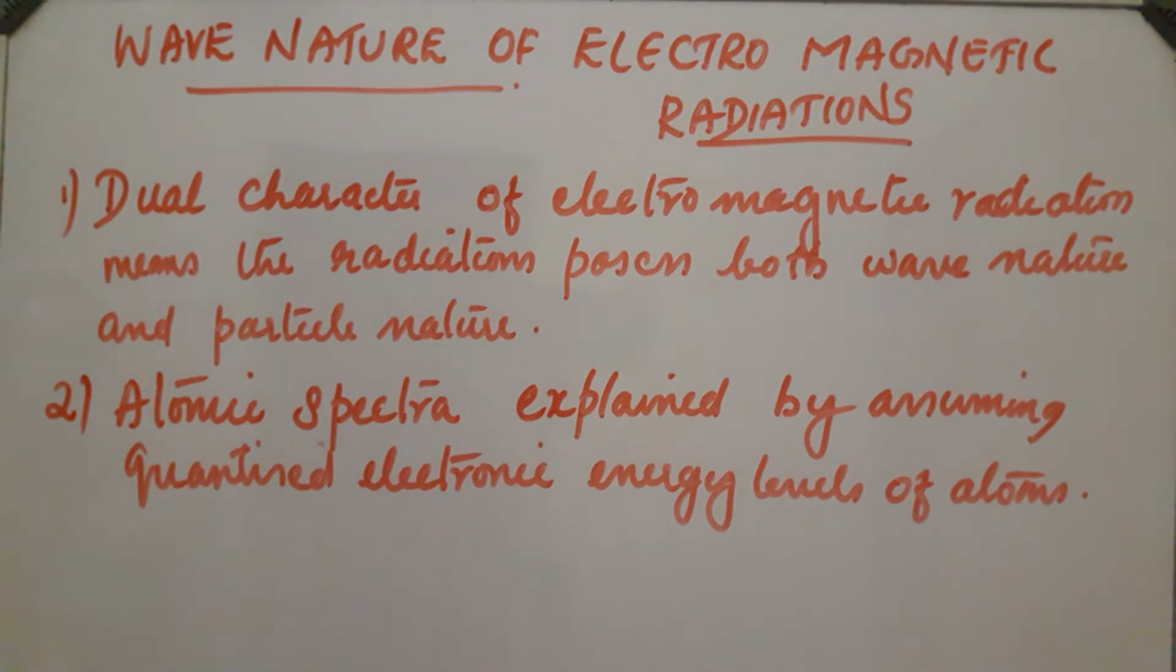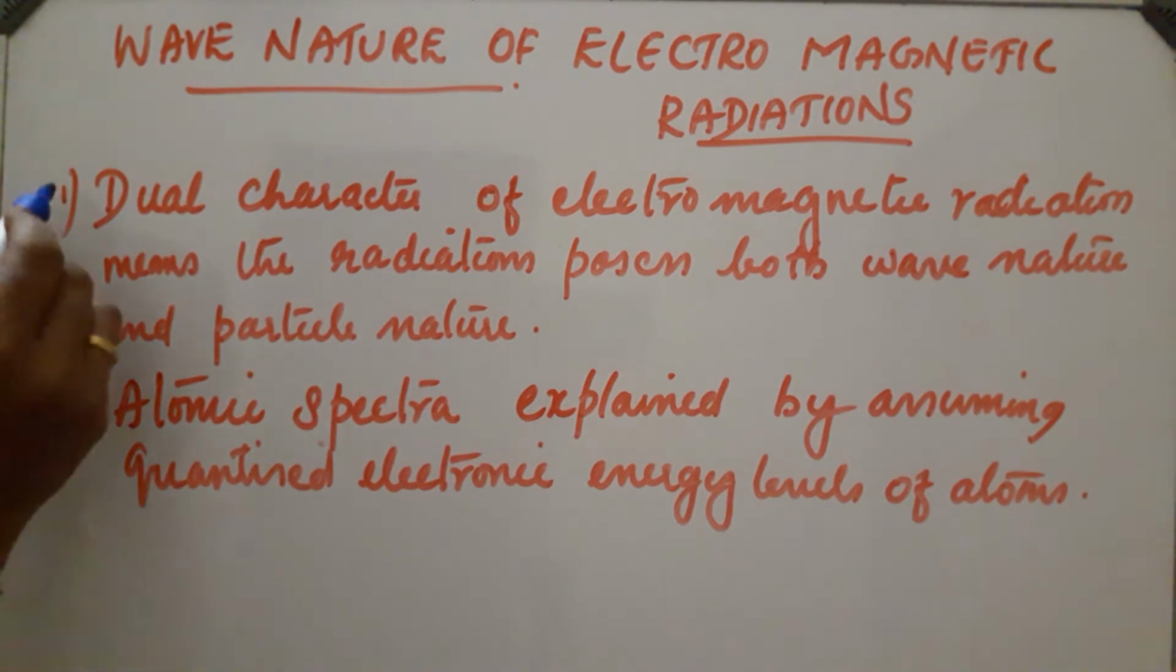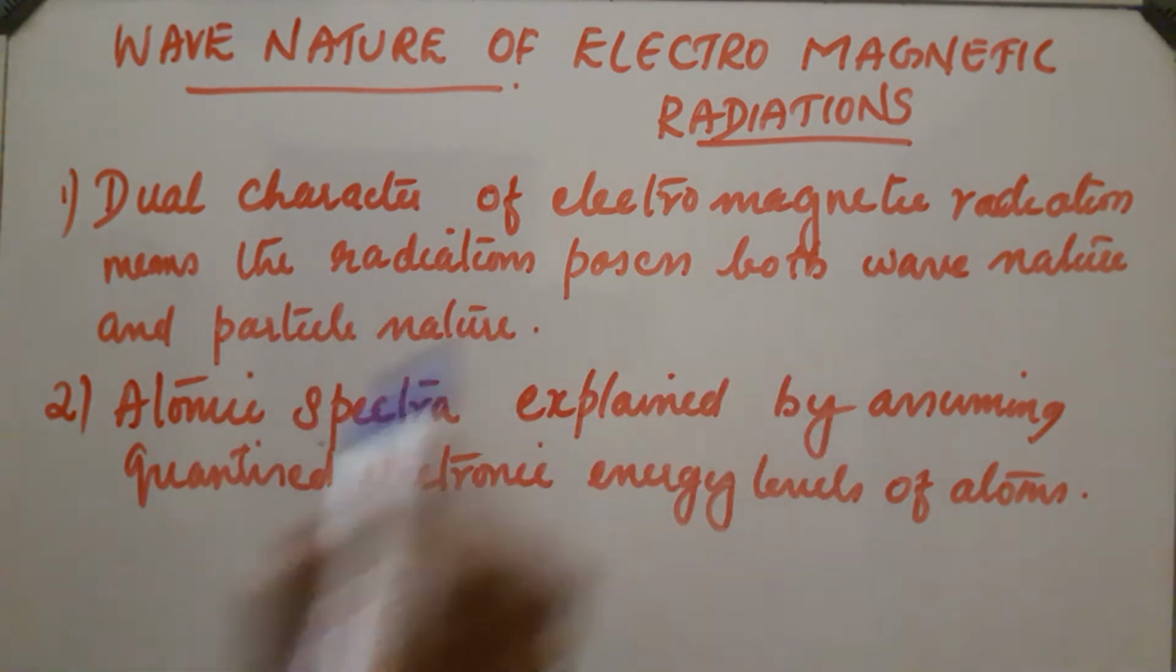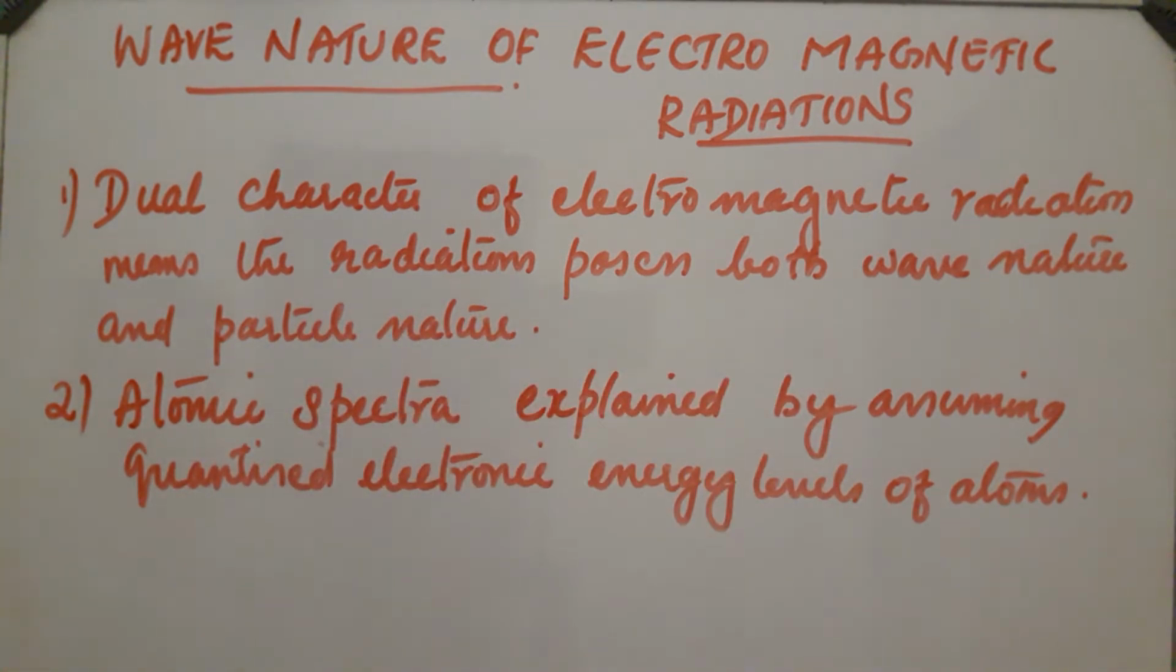So Niels Bohr modified Rutherford's model due to its failure, and he introduced two important developments to explain Bohr's model of atom. These are the two important developments. First one, dual character of electromagnetic radiation, which means the radiation possesses both wave nature and particle nature. Here we are discussing the wave nature of electromagnetic radiations.